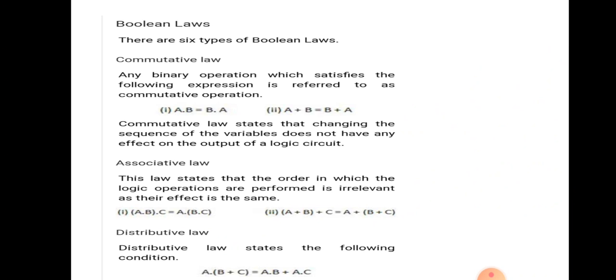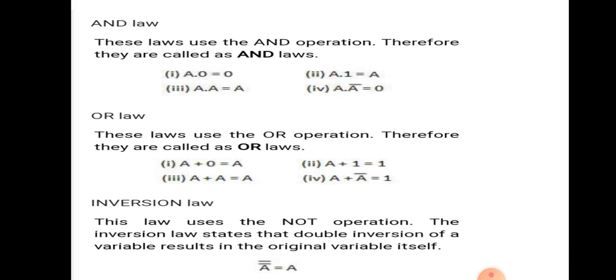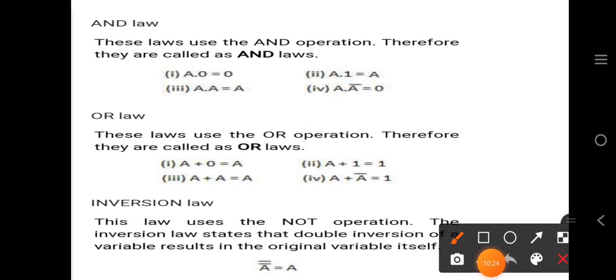So here we have seen three laws. Now let's move towards the basic laws, that is the AND law, OR law and inversion law. Now the first is the AND law. In this there are four basic laws. As I initially explained, if anything is multiplied by 0, then it will give the product as 0. So the same law is there in the AND law.